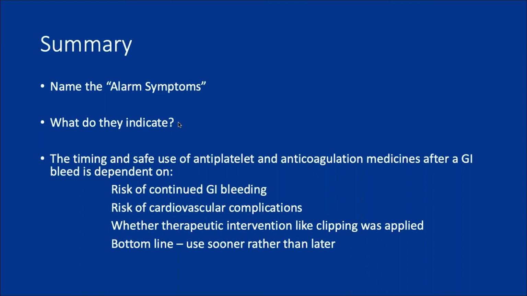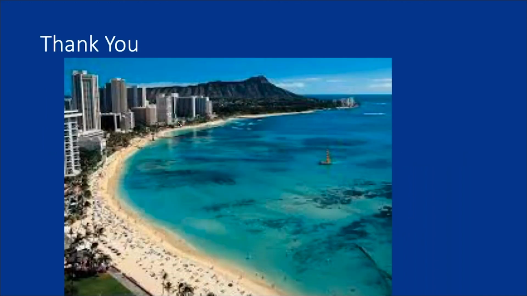Finally, the timing and safe use of antiplatelet and anticoagulation medicine in GI bleeding is dependent on risk of continued GI bleeding, risk of cardiovascular complications, and whether clipping was applied, and bottom line, use sooner rather than later to prevent complications.